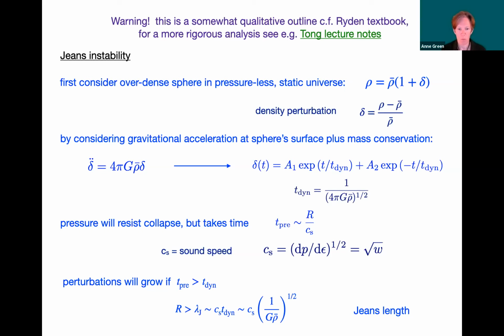And so perturbations can only grow if this timescale, the pressure timescale, is longer than the dynamical timescale on which things can collapse. And so putting all the equations I've got on this slide together, you end up with this relationship for something called the Jeans length, which is telling you the separation in a non-expanding universe between scales where perturbations can collapse and scales where perturbations are prevented from collapsing by pressure.